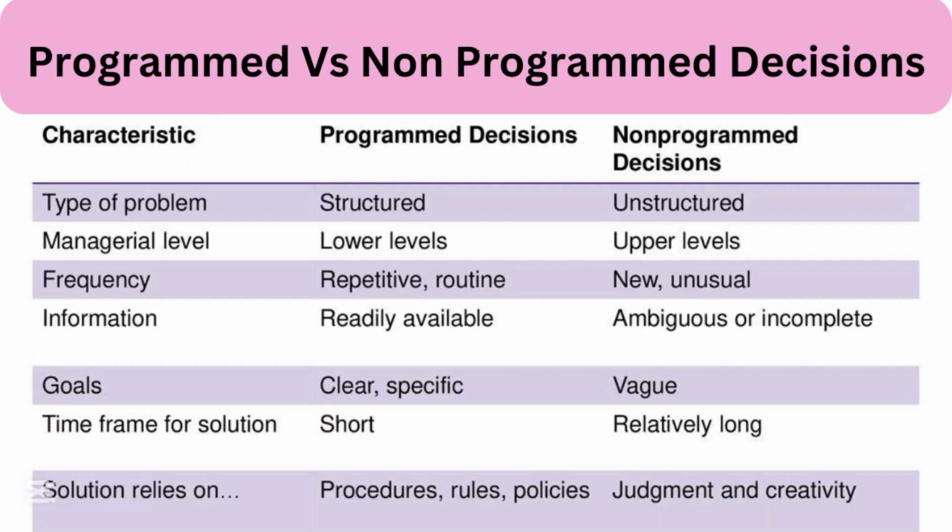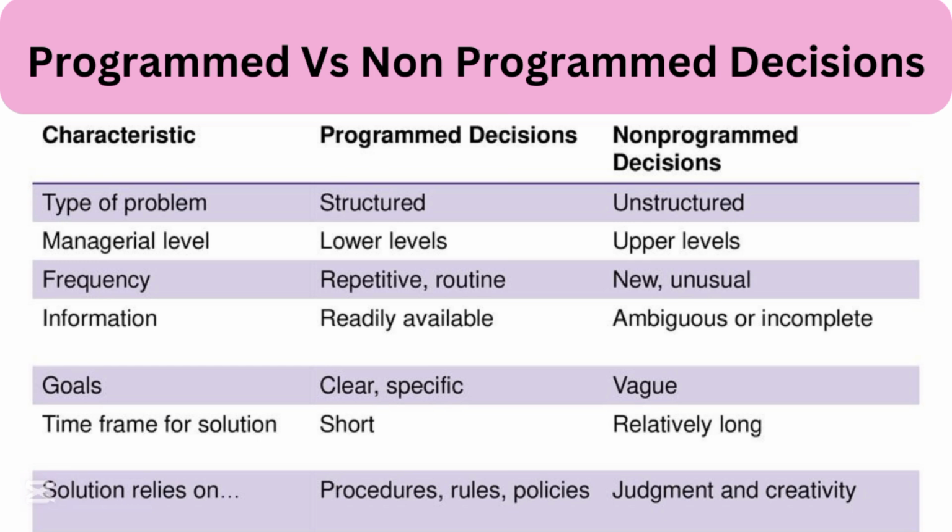Programmed versus non-programmed decisions. In programmed decisions, the type of problem will be structured. In non-programmed decisions, the type of problem will be unstructured. For programmed decisions, managerial level will be lower. For non-programmed decisions, managerial level will be higher, or you can say top. For programmed decisions, frequency will be repetitive and routine. For non-programmed decisions, frequency will be new and unusual.